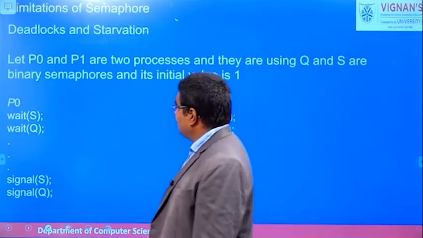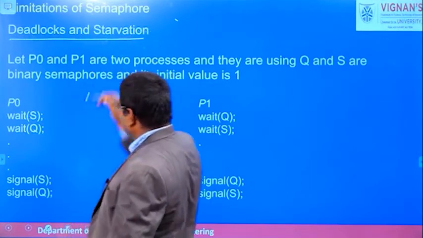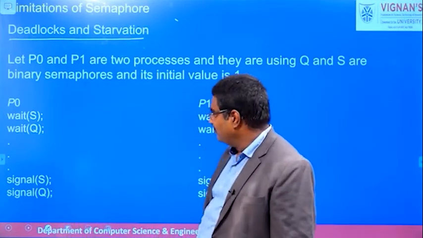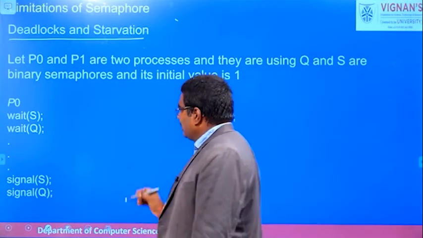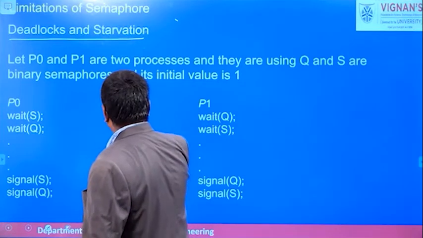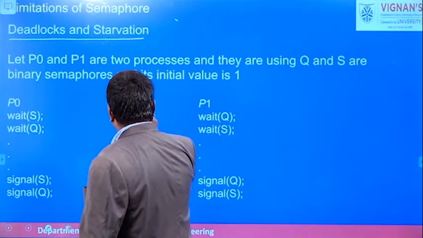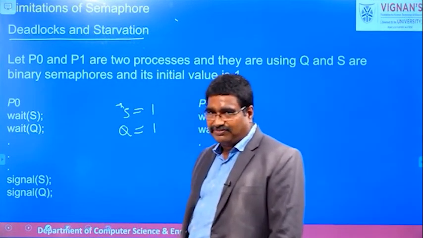One of the main limitations of semaphores is deadlock. There is a possibility of deadlocks, and starvation also exists. For example, to see how deadlock arises, we assume there are two semaphores, S and Q. Both are binary semaphores and their initial value is 1.